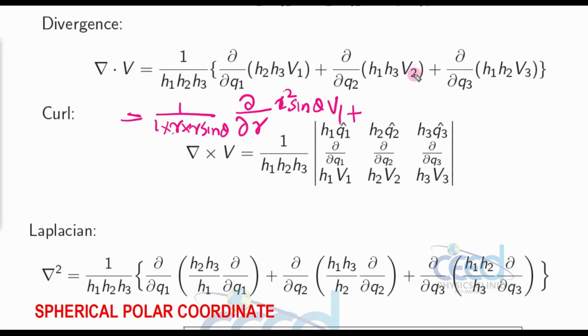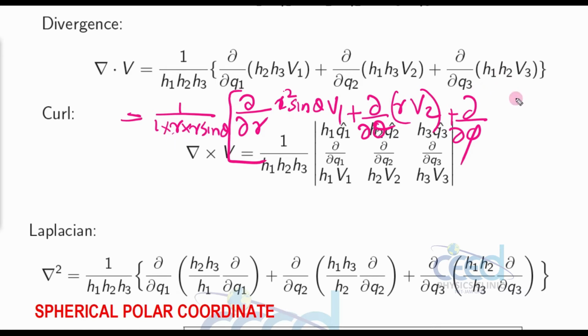Okay, so dou by dou q2, here I can substitute dou by dou q2 of h1, h3, v2. Then how can I substitute that? Dou by dou theta, right? Dou by dou theta, r theta phi. So what is h1, h3? 1 into r, that is r v2. Okay, plus what is dou by dou q3? Dou by dou phi. What is h1, h2? h1, h2 is again r. Okay, that is r v3. So this is all about the substitution, h2, h3, h1, h3, h1, h2.